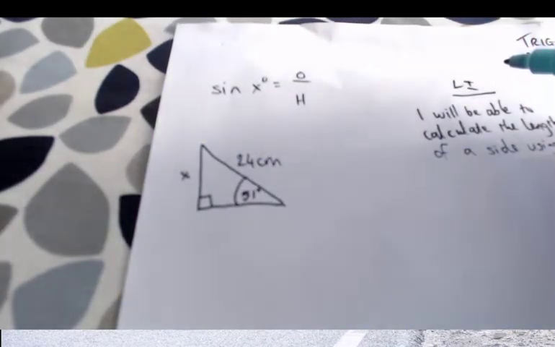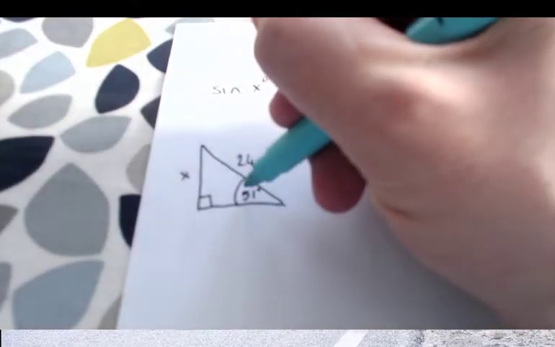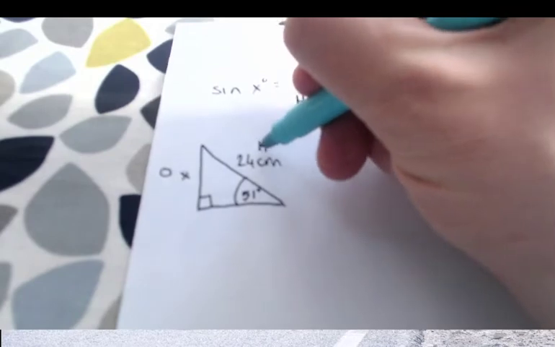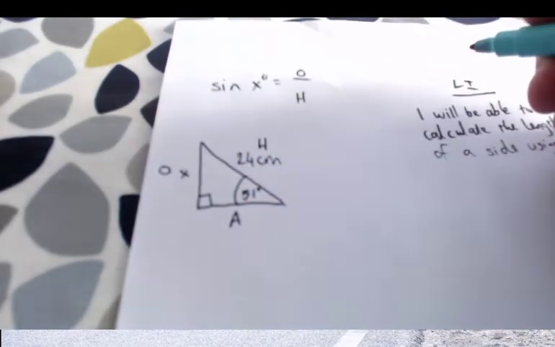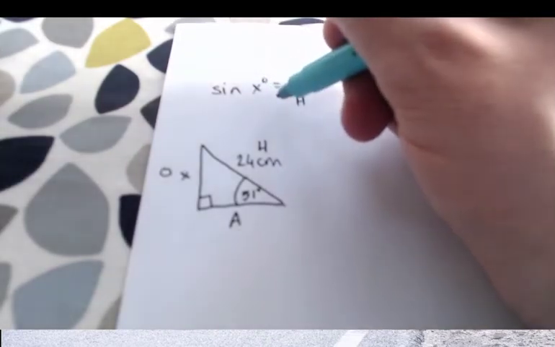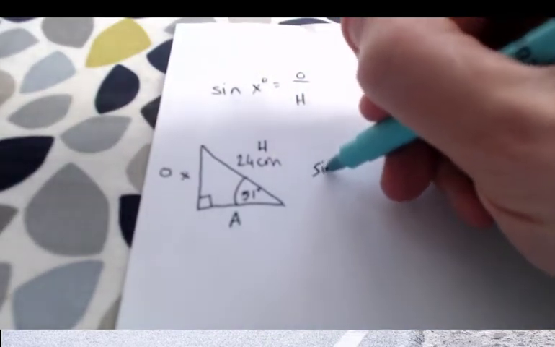The same as always, with trig questions, we always start by labelling the sides. So if I'm at 51, there's opposite. Hypotenuse is always opposite the right angle box. And the last one is the adjacent. We are always going to use sine in this exercise. So I'm going to write down the rule.